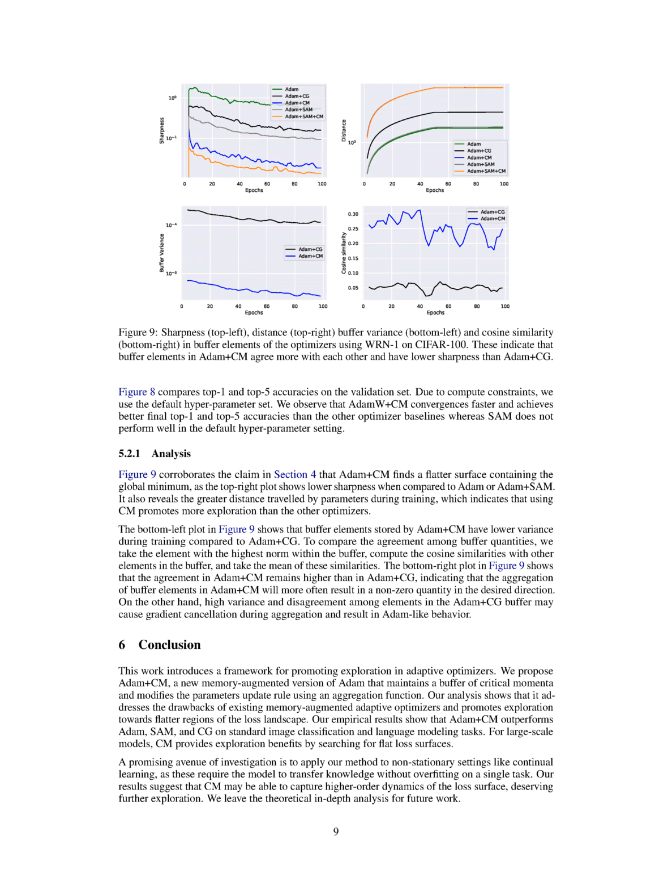Section summary. The authors trained an EfficientNet B0 model from scratch on the ImageNet dataset using a publicly available implementation in PyTorch. They compared different optimizers and found that AdamW plus CM performed the best in terms of convergence speed and final accuracy. They also analyzed the behavior of the optimizers and found that Adam plus CM explores the parameter space more and has better agreement among buffer elements compared to Adam plus CG.